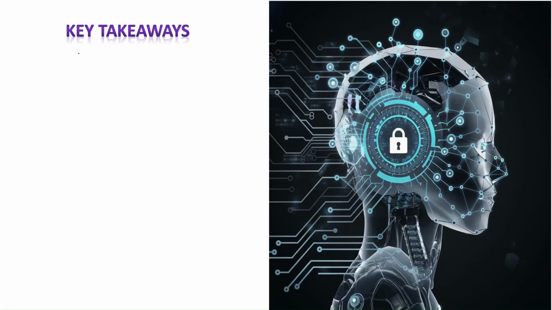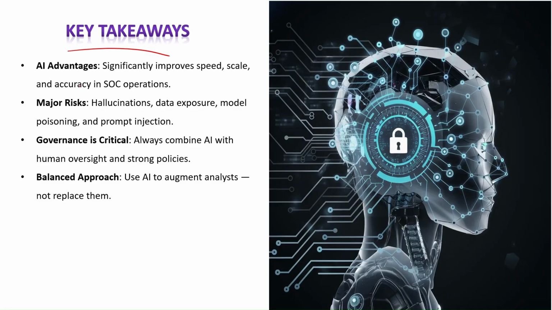So key takeaways include: AI has certain advantages, which include significantly improved speed, scale and accuracy in security operation center operations. Major risks include hallucinations, data exposure, model poisoning and prompt injection. Governance of AI is critical, so always combine AI with human oversight and strong policies. And a balanced approach is needed, which is to use AI to augment analysts, not replace them.